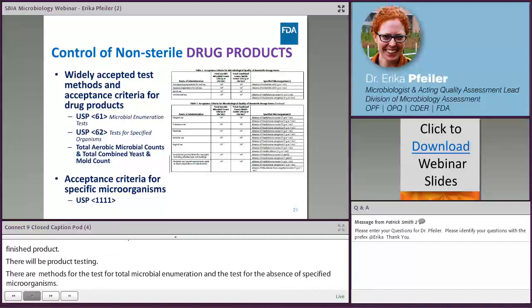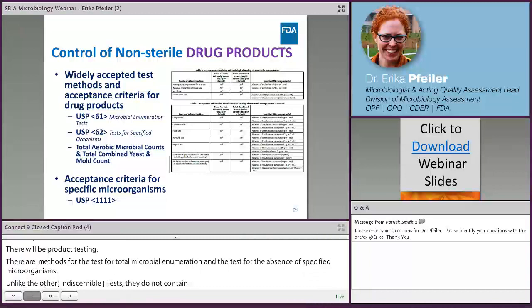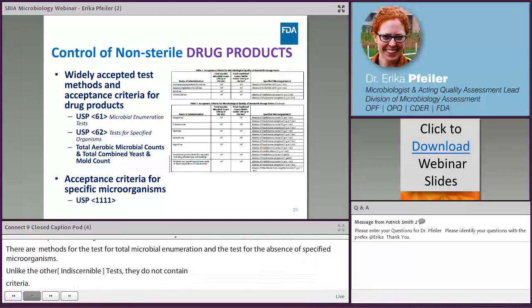And this is where the recommended acceptance criteria from Chapter 1111 come into play. And these are listed on the right hand of the screen. They may display a little small, but they're just there for illustrative purposes.